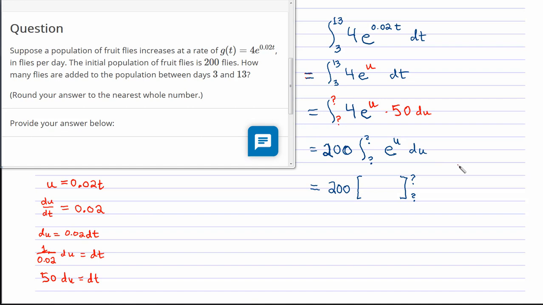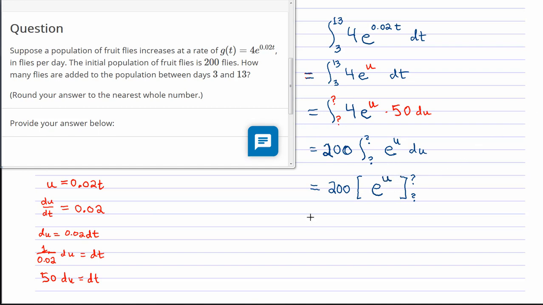But that's an easy one, because e to the u, or e to the x, or however you want to call it, is the best function in calculus. It is its own derivative. And if it's its own derivative, that also means it's its own antiderivative. So actually nothing happens here. The antiderivative of e to the u with respect to u is just e to the u. Okay, so that's the antiderivative part.